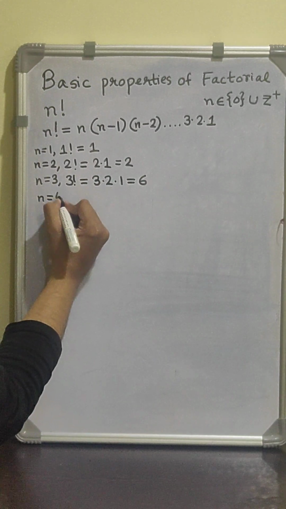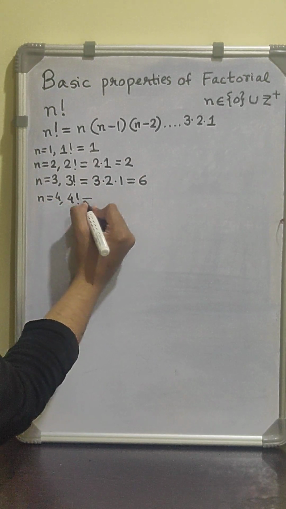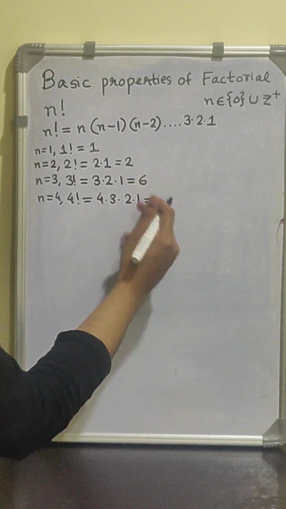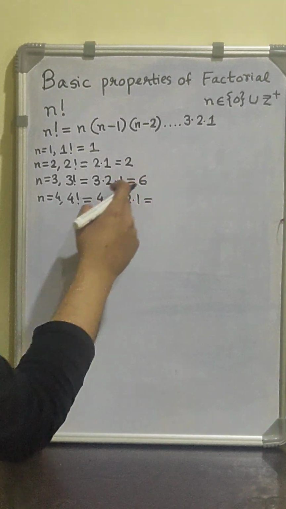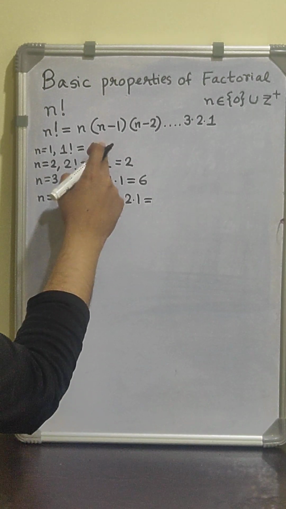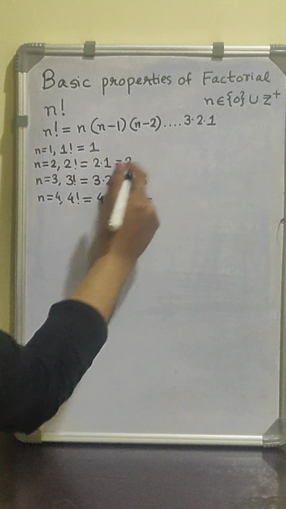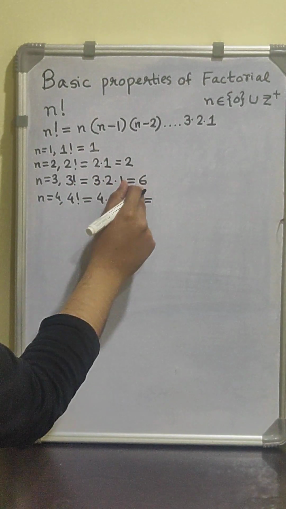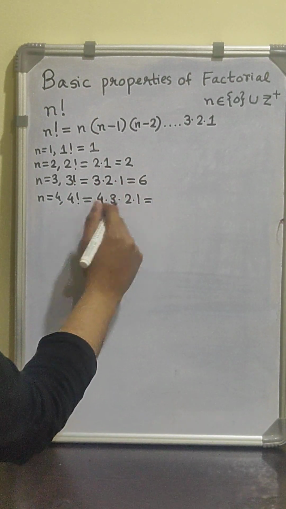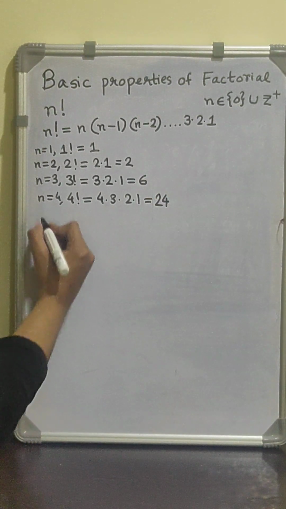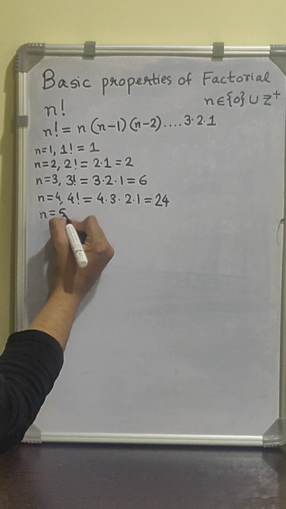Then n is 4. 4 factorial equal to 4 into 3 into 2 into 1. So I'm just taking the previous result and I'm multiplying with the next integers. I took 1, multiplied it with 2. I took this result, multiplied it with 3, gives me 6. And I took 6 and multiplied it with 4 to get 24. So I can keep on doing this.